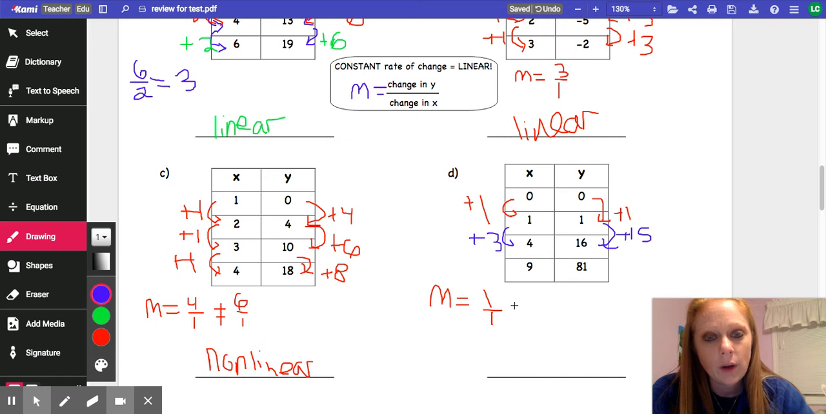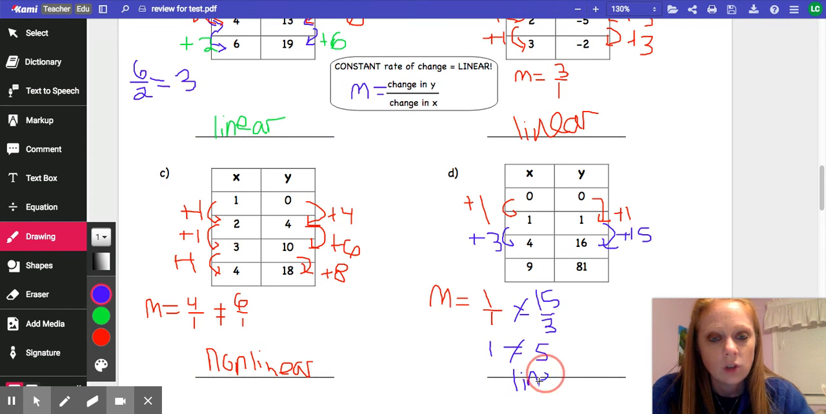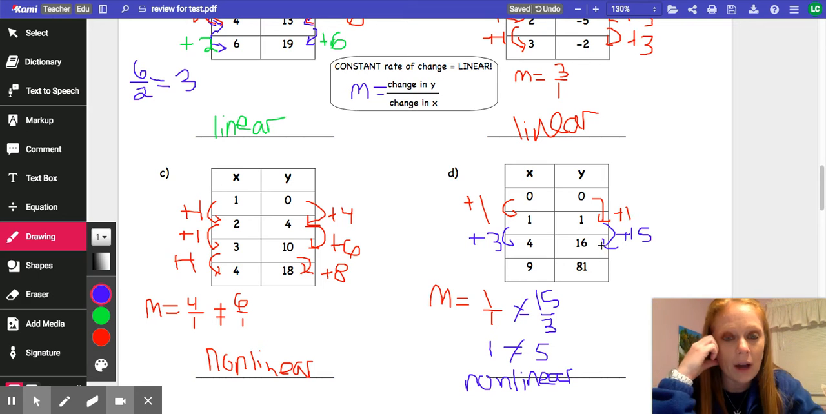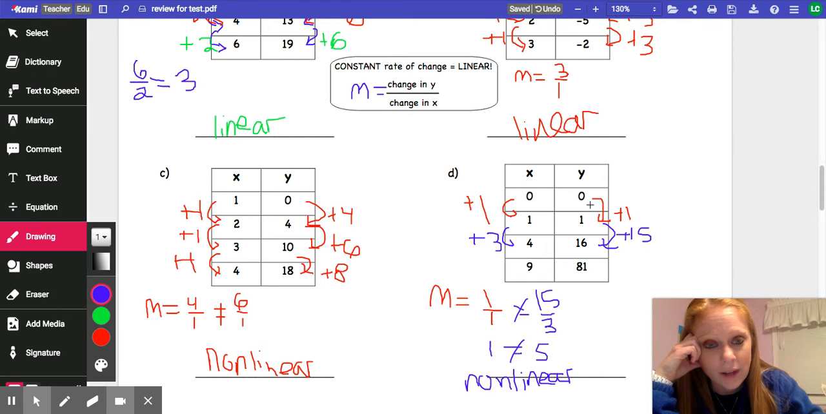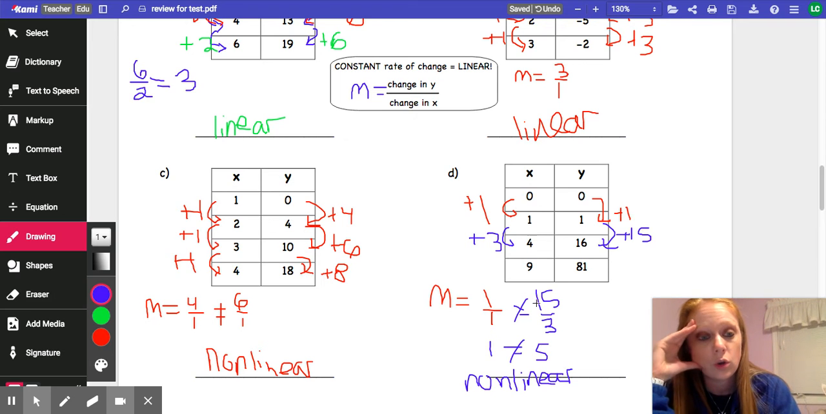And for our x's, we're going up by 3. 15 over 3 is not the same as 1. This simplifies to 1 and this simplifies to 5. Our rate of change is not constant, so it is non-linear. Here I am writing linear, non-linear. Again, you could do it for the bottom part of the table also, but once you find a part where it's not the same slope, you know it's non-linear, so you don't even have to continue.